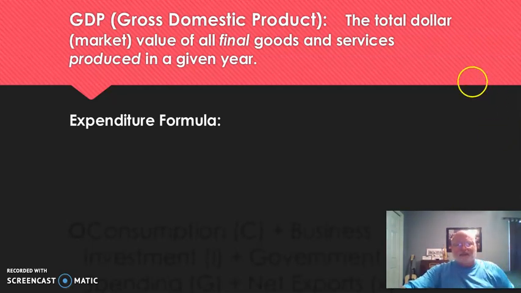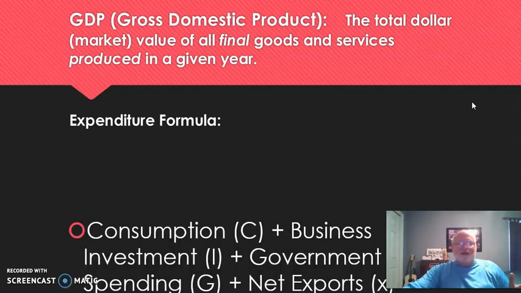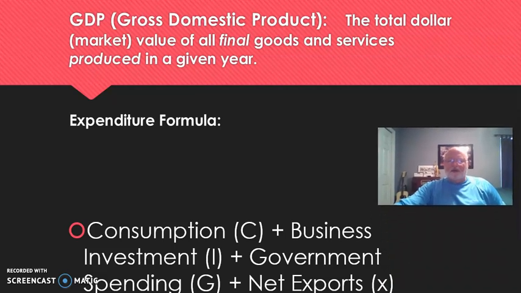So anyway, here's GDP. It's the total dollar value of all final goods and services produced in a given year, and it's one of the three ways of measuring an economy's health. There are really three big formulas, but the number one is the expenditure formula. And here it is. We spent quite a bit of time on it.